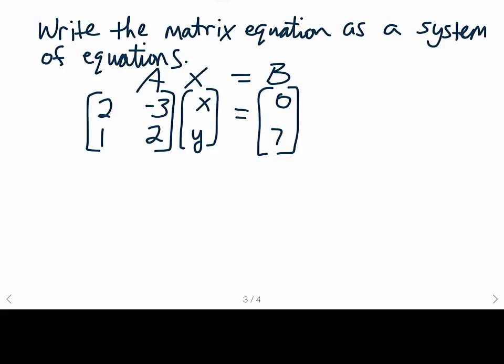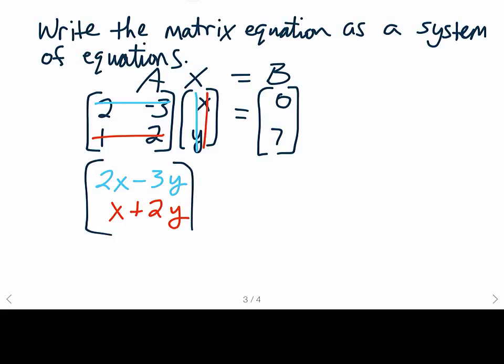So we're going to take the first row of A and multiply it by the column of X, and we have 2x minus 3y. Then we're going to take the second row of A and multiply it by the column of X, and get x plus 2y. So on the left-hand side of the equal sign, that forms our matrix. And on the right-hand side of the equal sign, we have the column matrix 0, 7.